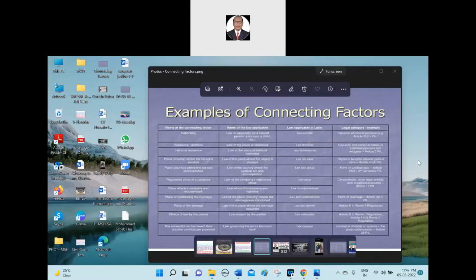The adversarial system is the one based in the common law system. Inquisitorial is the one based in the civil law system. But what is it? Anyway, I sent you the email and you can go through it. Just now I sent the advantages and disadvantages of the adversarial system and the inquisitorial system. Overall, the adversarial system is the best.